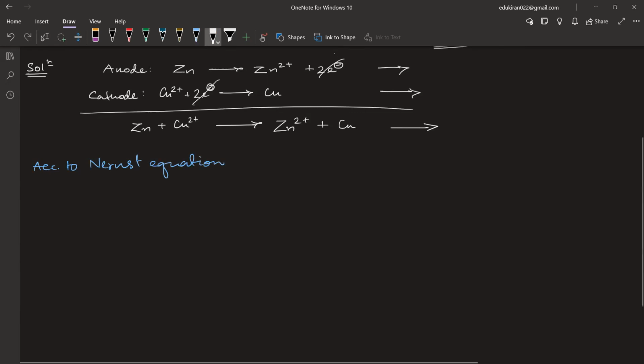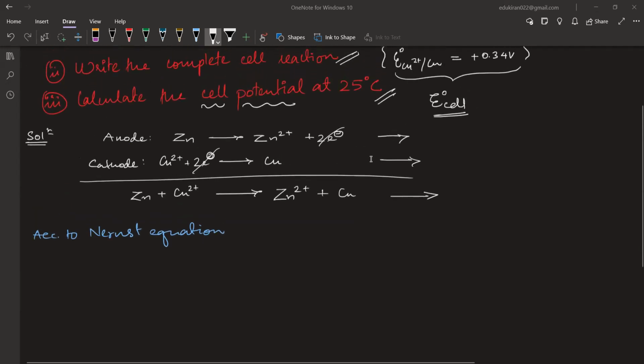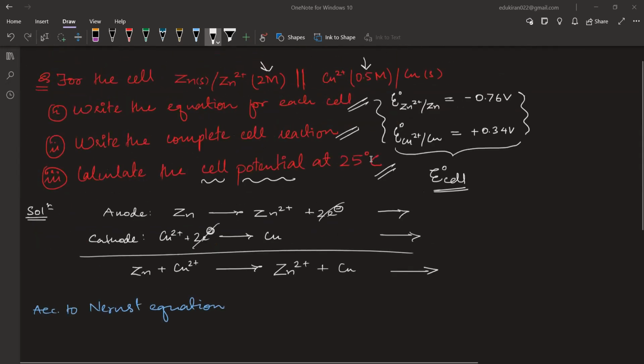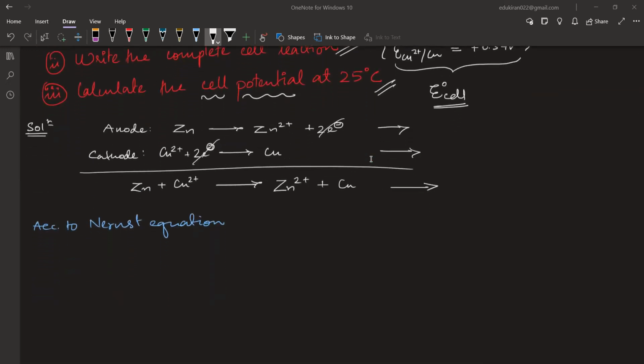Nernst equation. Sara, you did this question, you tried it? Sir, I did the first two steps and then I got stuck in the third part. Okay, in the third part. So we're discussing the third part now. Okay. So first two parts are fine, anode and cathode, and then the cell reaction. Yes, sir. Okay. Now, according to the Nernst equation, now you will tell me what is the Nernst equation.